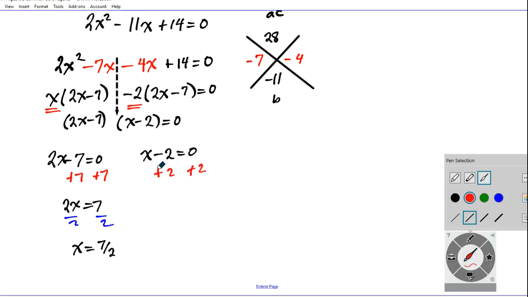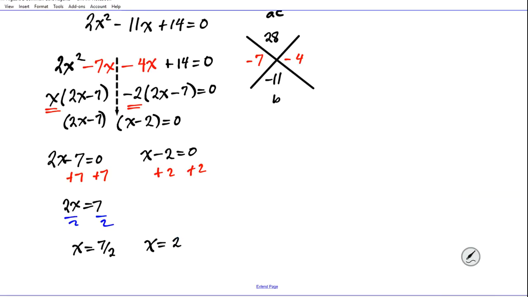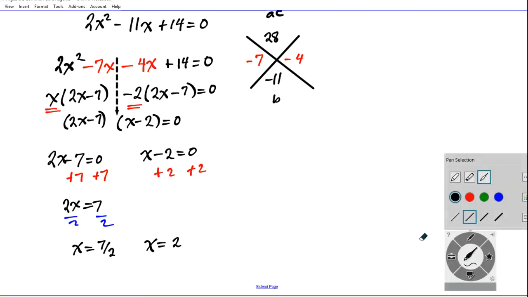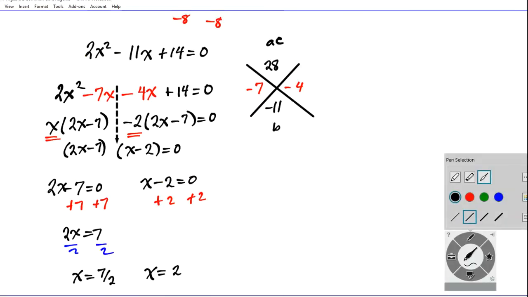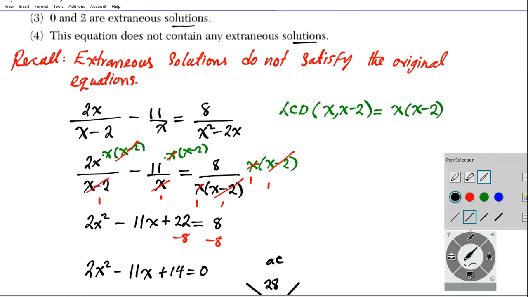Now, the question is, are these the solutions to our original rational expression? The answer is no. These are potential solutions. Okay? How do we know if they are actual solutions or not? What we're going to do is test to see if they are extraneous or not. Okay, so this is where the test part comes in, or you can call it check, whichever way you want to express it. All right, so let's go ahead and test both of them out.